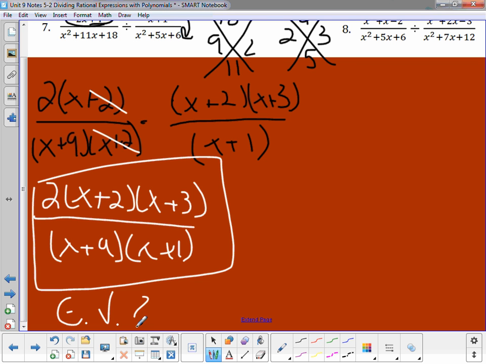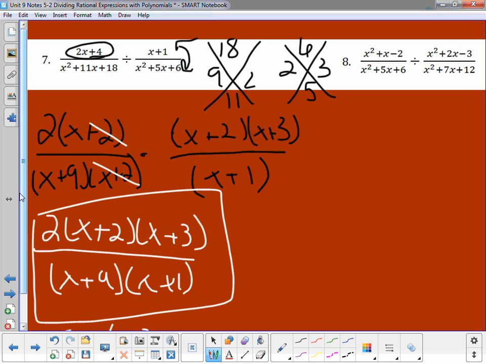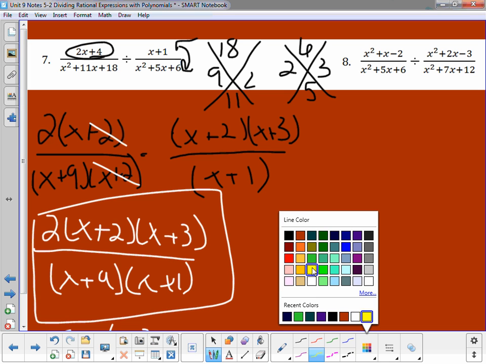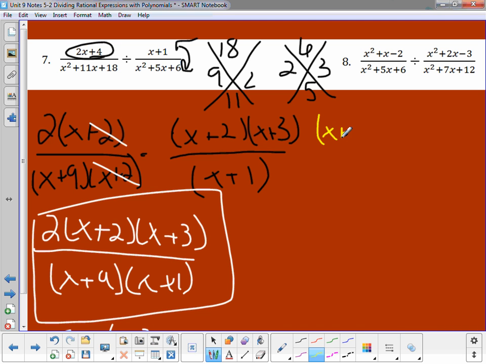I'm doing most of the work, okay? To save time on number 8, I'm going to write everything out in factored form. If you're not sure how I factored some of these, go ahead and bring your note sheet up and I'd be more than happy to show you. On this top part, we're going to have x plus 2, x minus 1 for this one right here. Then for that bottom one, x plus 2, x plus 3.